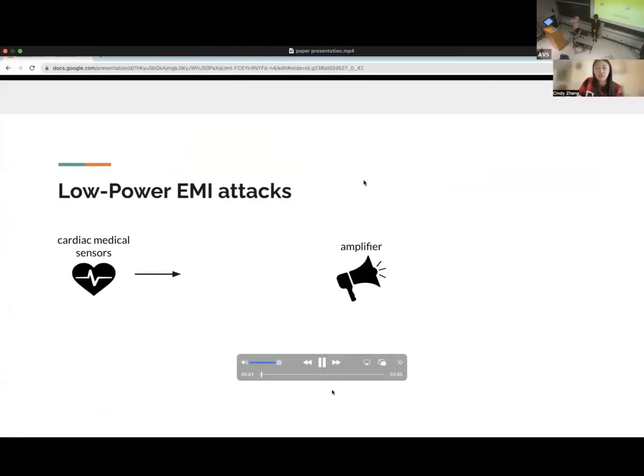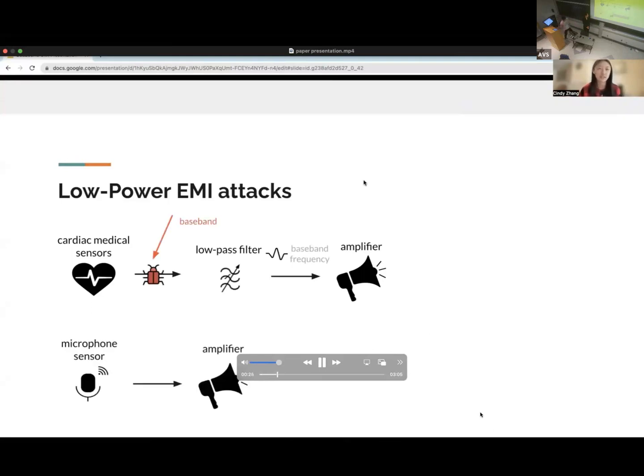We'll talk about two types of low-power EMI attacks. First, let's consider cardiac medical sensors like ECG or defibrillator. Typically, these have a set of low-pass filters that filter out high-frequency signals. And the output of the signals after the low-pass filters have what we call the baseband frequency. So if we want to inject a malicious signal to survive the low-pass filters, they have to be in the baseband frequency. Next, let's consider a microphone sensor.